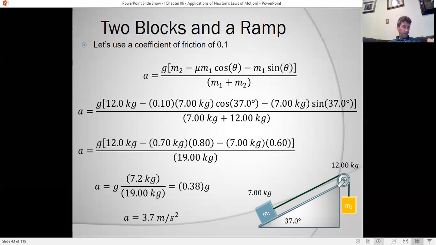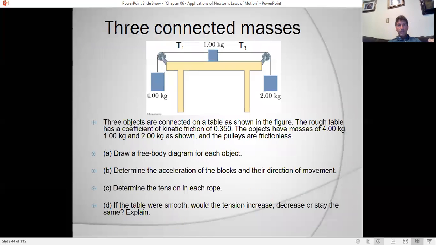If you plug in numbers, here is a 0.1 coefficient of friction, that's very, very low. 37-degree angle. M1 is 7 kilograms. M2 is 12 kilograms. It accelerates at a rate of 3.7 meters per second squared. Oh my, 3 blocks. Well, quite honestly, you can put as many blocks together as you want. Just going to get more equations.